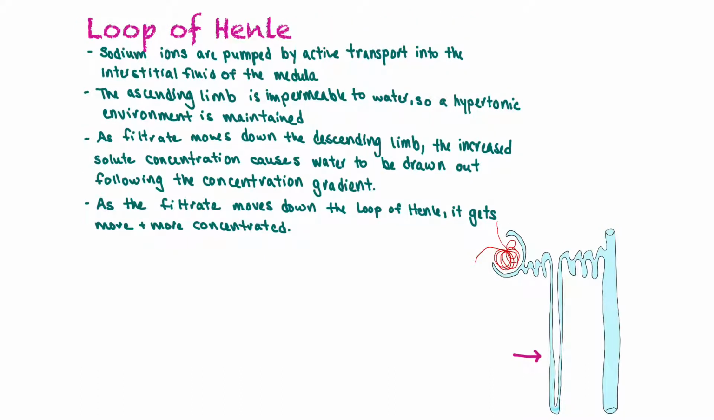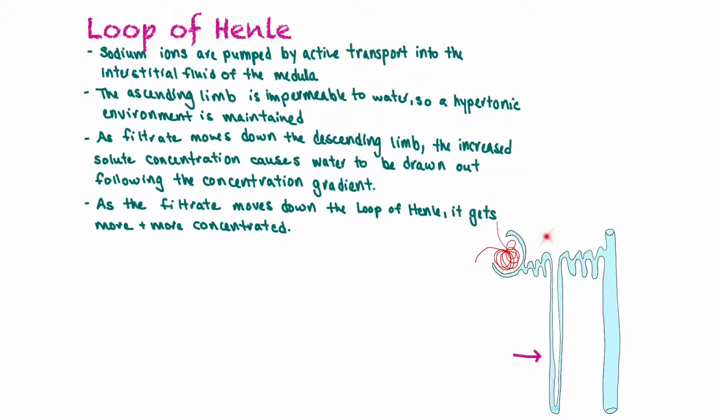The loop of Henle is this structure right here, and as you know, it descends and then ascends back again. So sodium ions are pumped by active transport into the interstitial fluid of the medulla. So remember, the cortex is this part up here. So the tubules and the glomerulus and Bowman's capsule are found in the cortex part of the kidney, and then all of the loops of Henle and collecting ducts extend into the medulla, and that's what gives that striping pattern appearance on the cross-section of a kidney.